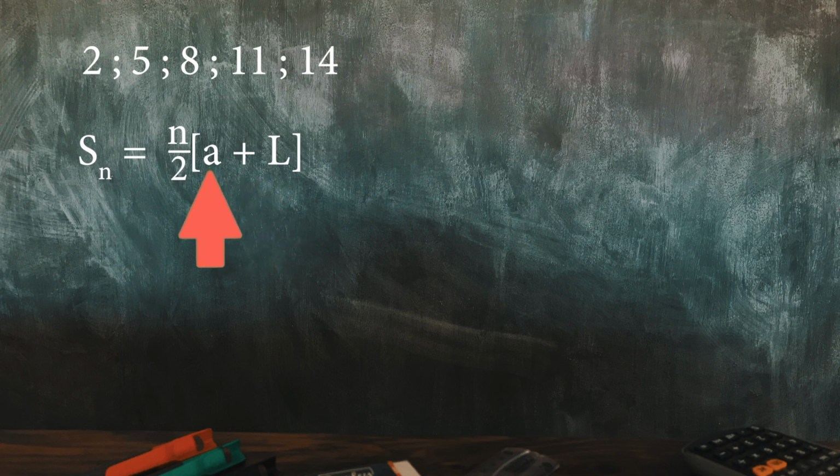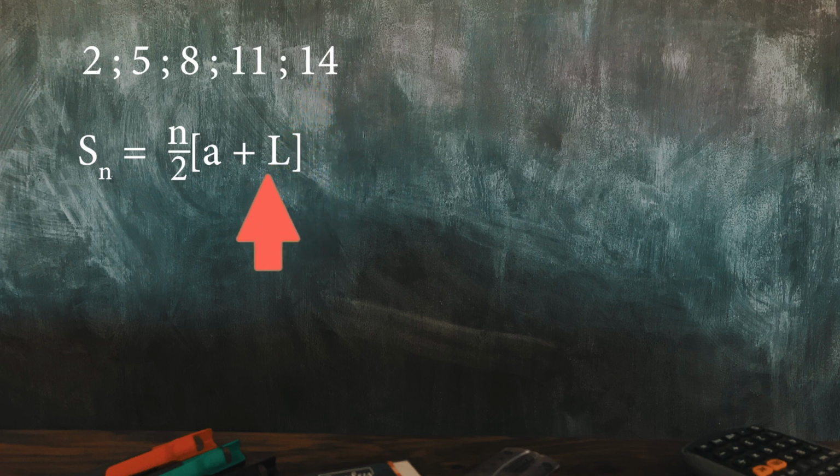Now this a basically means the first term, or the term where we start adding up. So if we started at the first term, this a will be a 2. If we, for example, started at the third term, and we only want to add those 3 together, this a will basically be an 8, okay? The l is the last term that we're going to add, so that will be 14. So in the place of l, we will have a 14, okay?